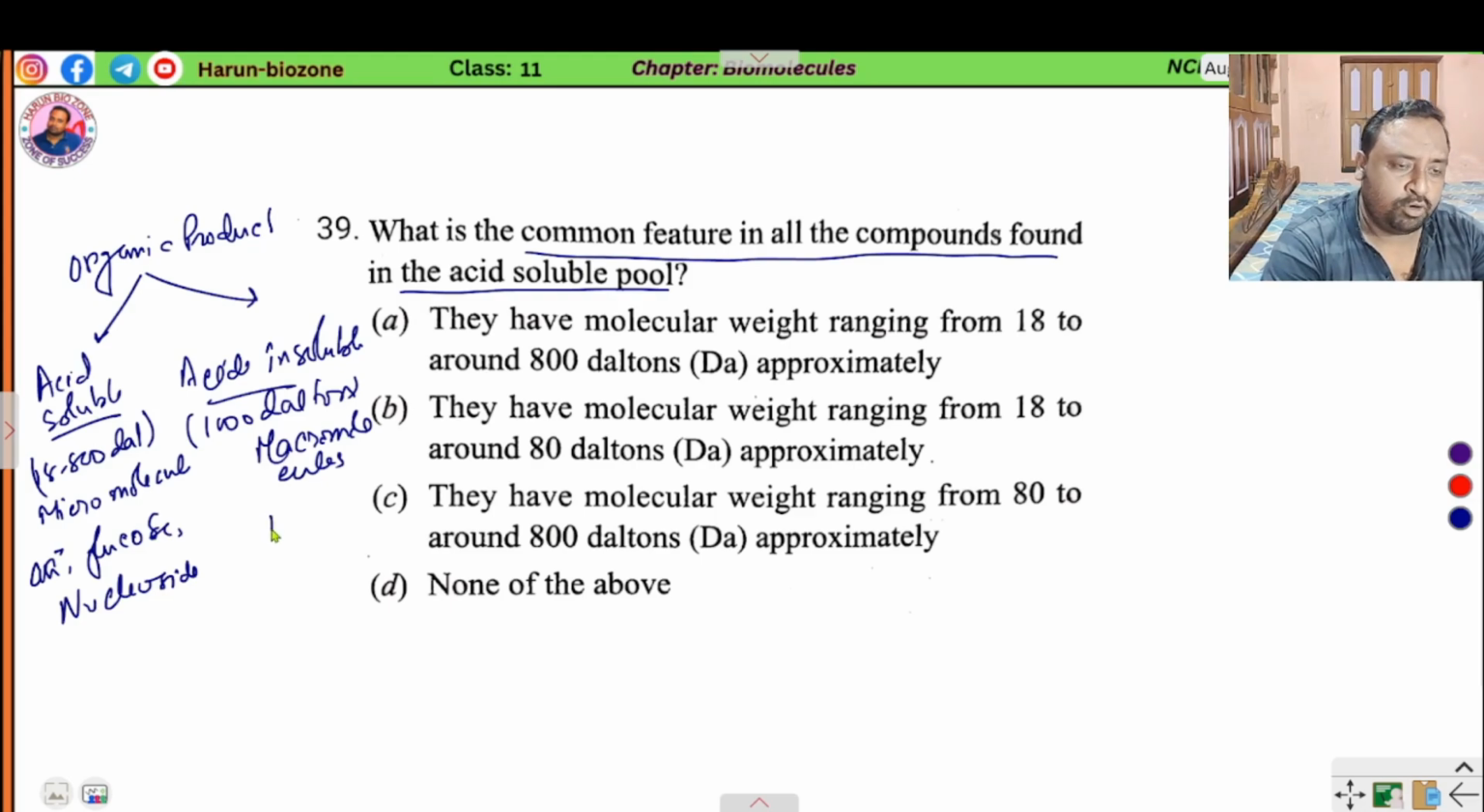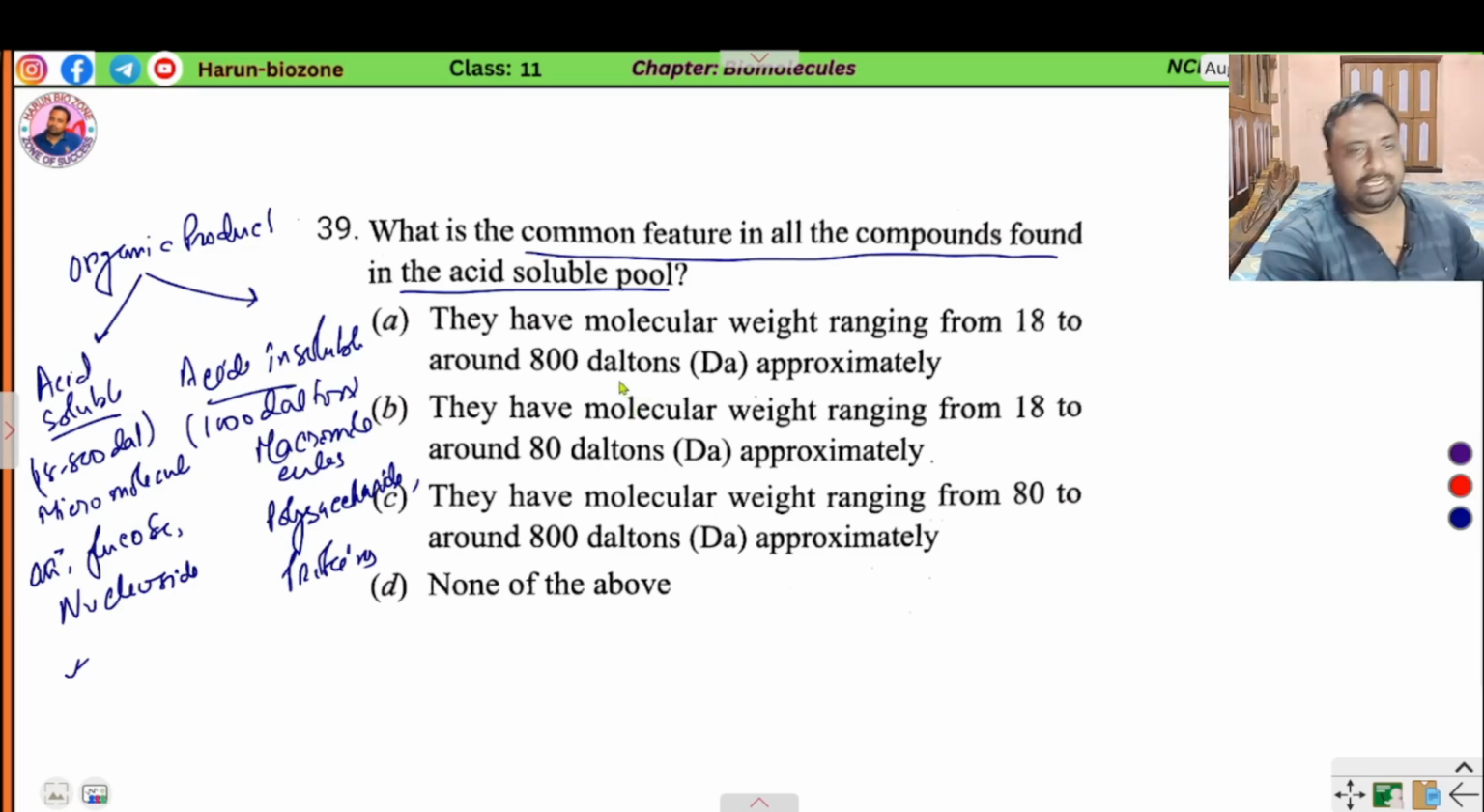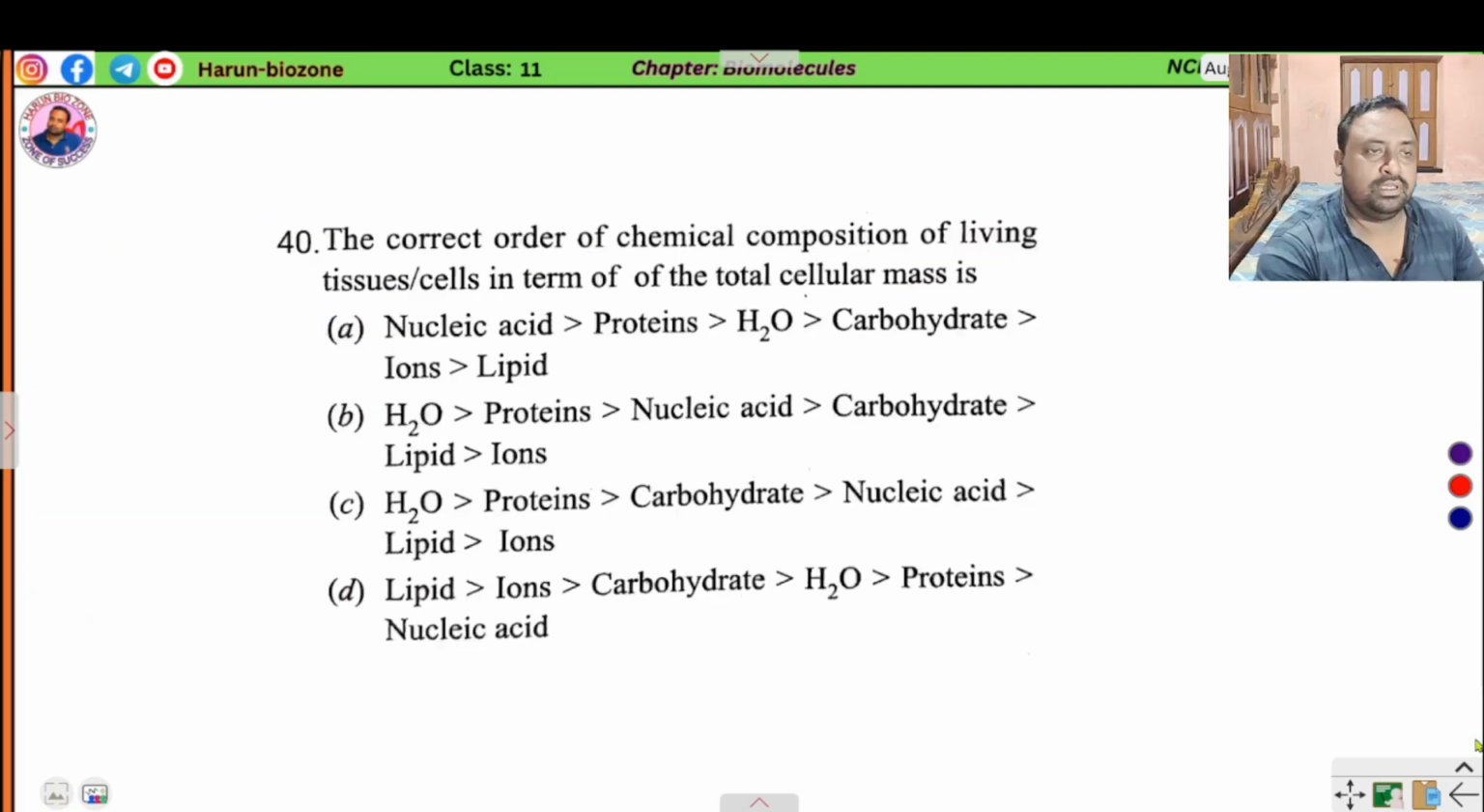Here the polysaccharide, proteins, okay, they have molecular weight. The acid soluble pool means they have molecular weight during 18 to 800 Dalton approximately. And A is the correct option.